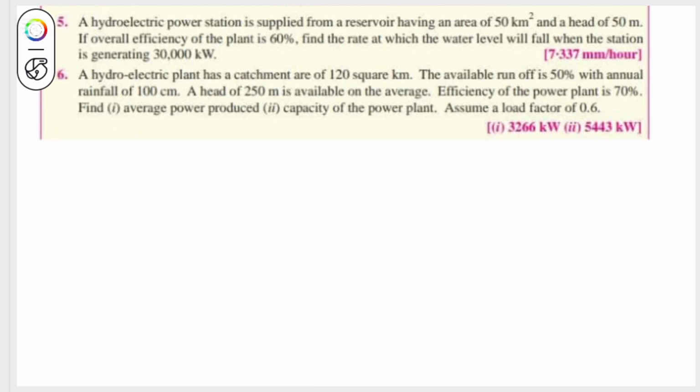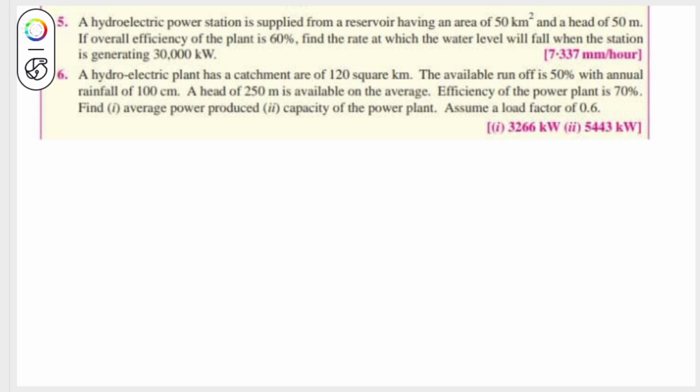A hydroelectric power station is supplied from a reservoir having area of 50 kilometers square and a head of 50 meters. If overall efficiency of the plant is 60 percent, find the rate at which the water level falls when the station is generating 30,000 kilowatts. So how can we find the rate?